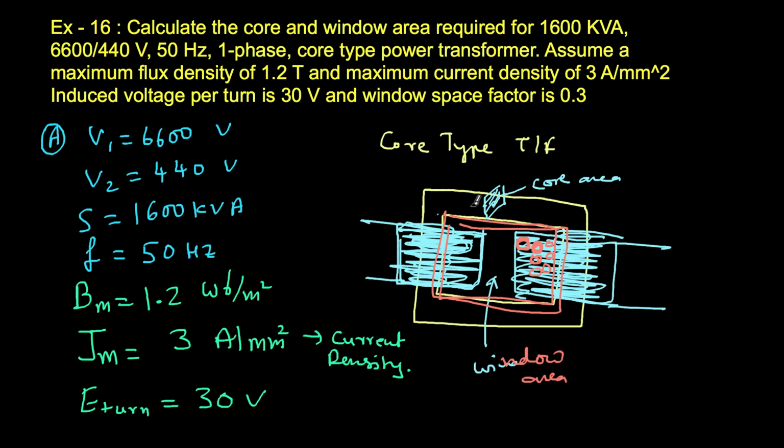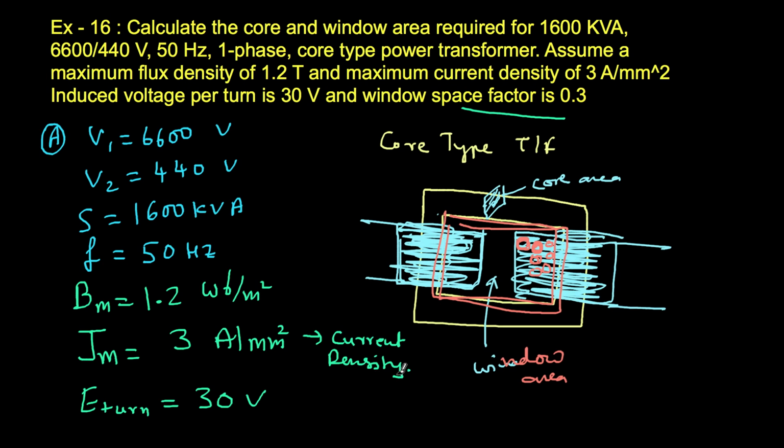This window space factor is like what fraction of the window I'm using and what fraction I'm not using. Something like that. So we'll come to it. So this is the data given to us.